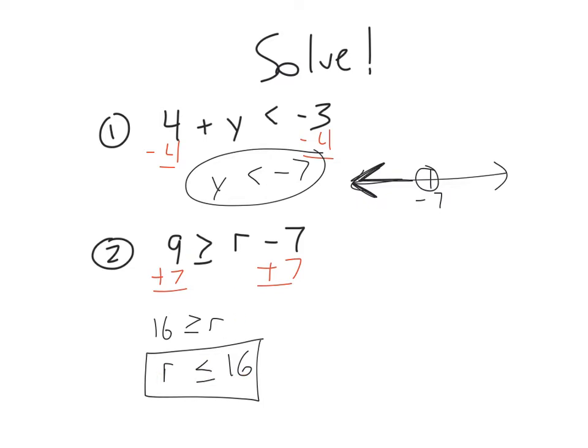Now, for this one, let's check our work real quick. What's the number that's less than or equal to 16? What about 0? Let's try 0. So 9 should be greater than or equal to 0 minus 7. Well, 0 minus 7, that's -7. So is 9 greater than or equal to -7? Yeah. So our answer here, when we picked one of the numbers that fits this, gave us a true statement. So it's starting to prove that we were right.